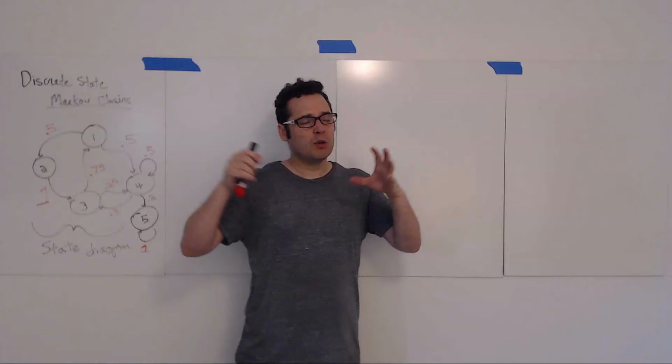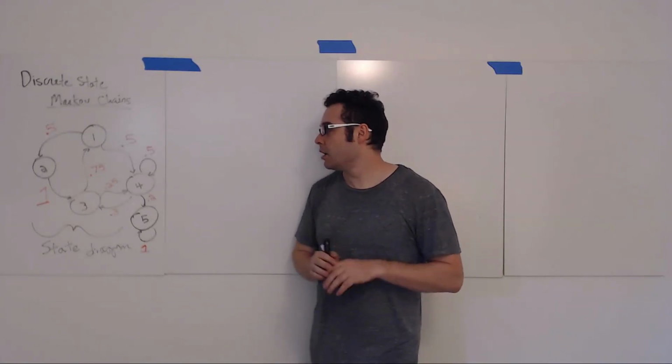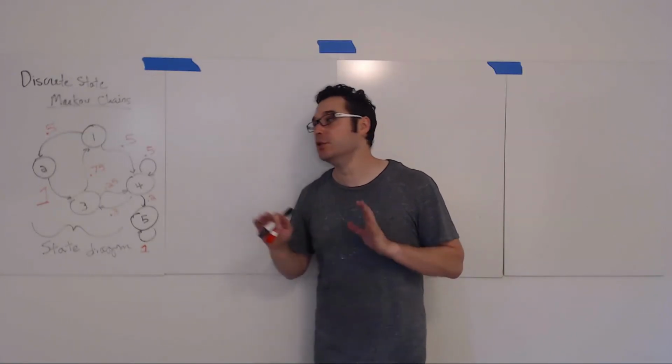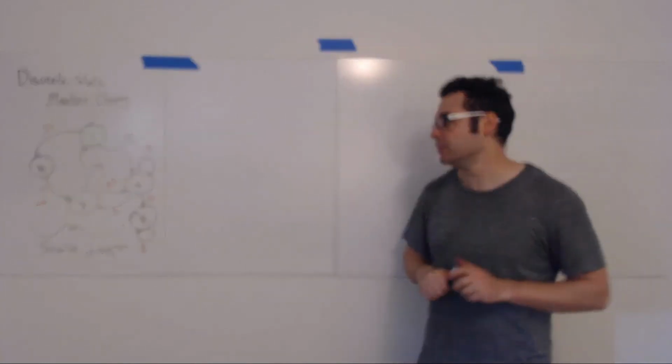All right, so again, whenever you can sort of name the state that you're in, you're usually going to be talking about a discrete state Markov chain. So now let's focus in on this discrete state Markov chain. And we're going to have two types of nodes here that are of particular interest.